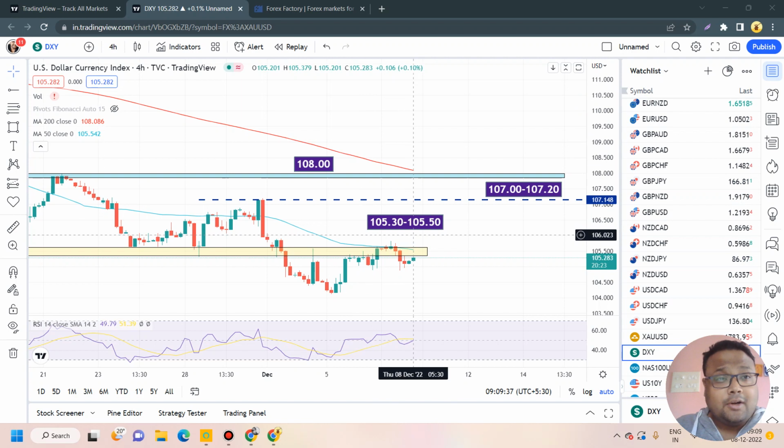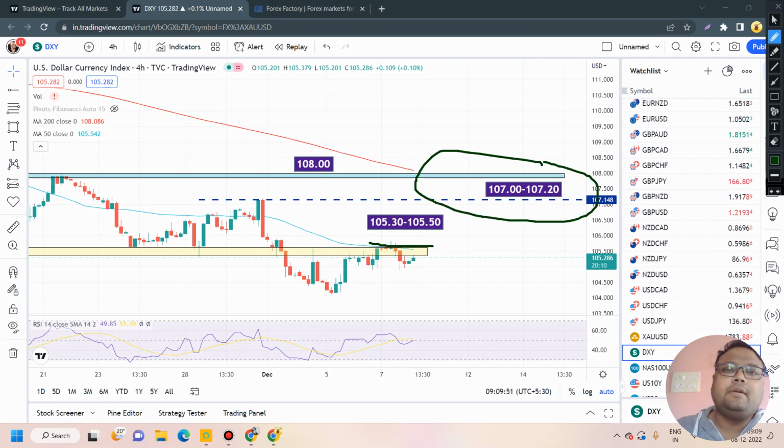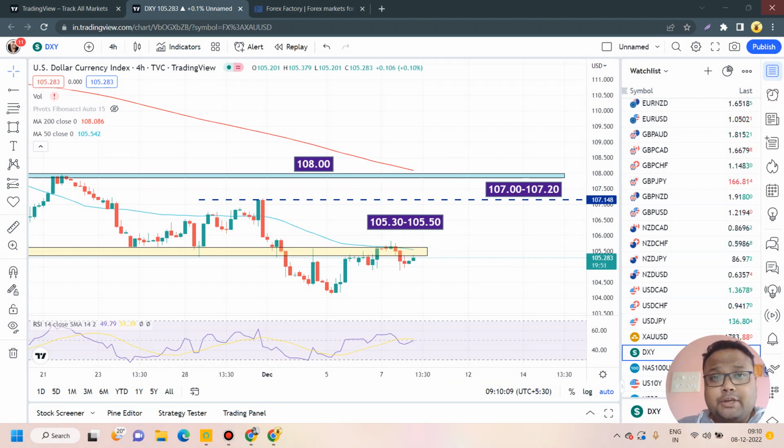So DXY is heading towards the previous resistance of 105.50 level. This level will be very important. If the market crosses this particular level, then 107.20 will be the next resistance, but at first it will have to cross this level, then only the road will be clear. If you're wondering that this looks like a head and shoulders pattern forming up, we don't have the formation yet.